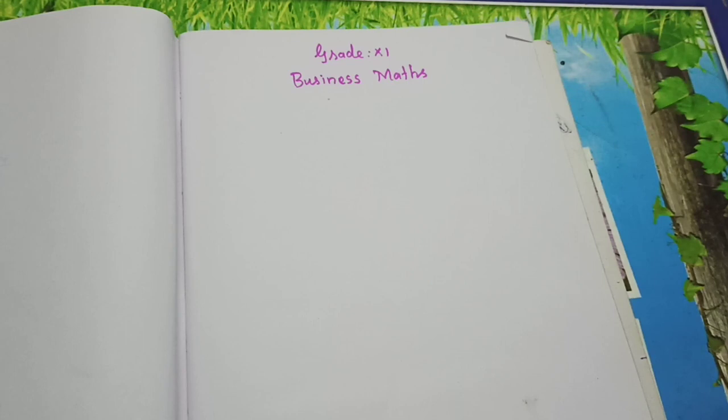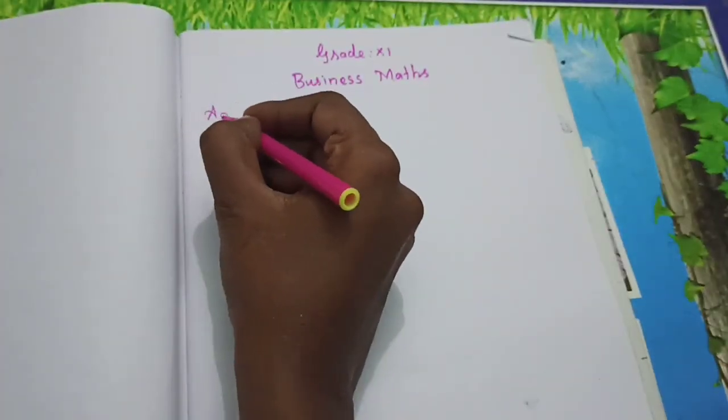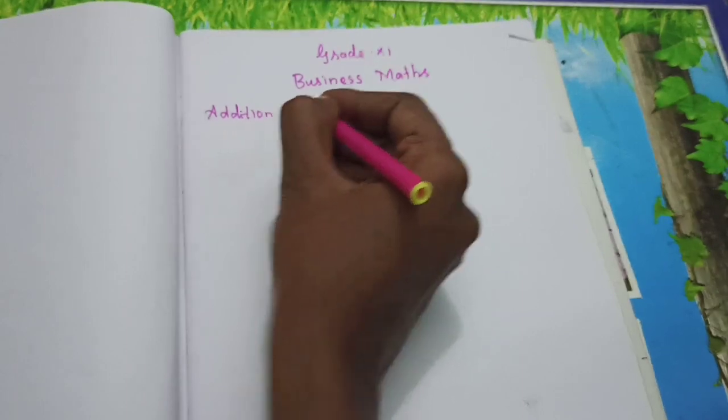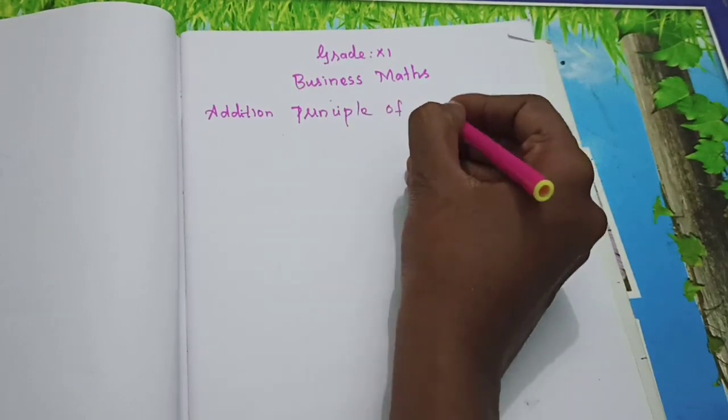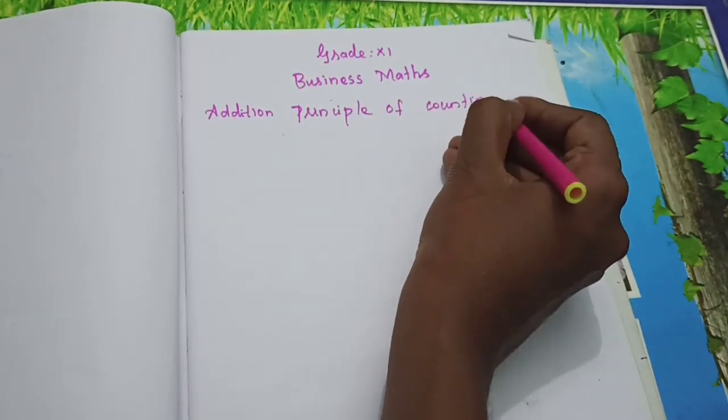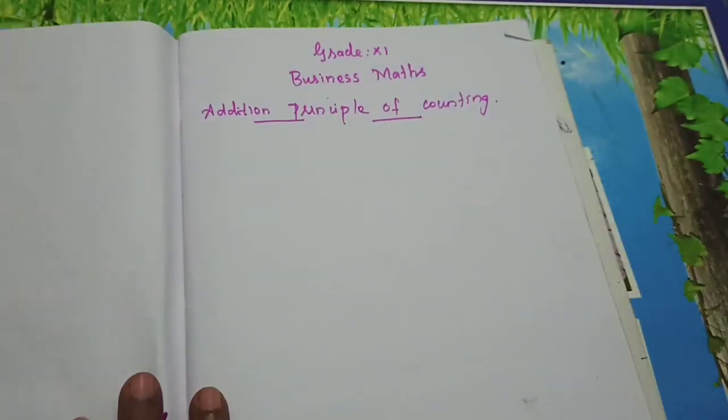Understand? One week before we stopped at the multiplication principle of counting. We are learning the second chapter, algebra. In that I taught you the multiplication principle of counting. I said in our next class we will start the addition principle of counting. So today we are going to learn the addition principle of counting. Our section name is addition principle of counting.